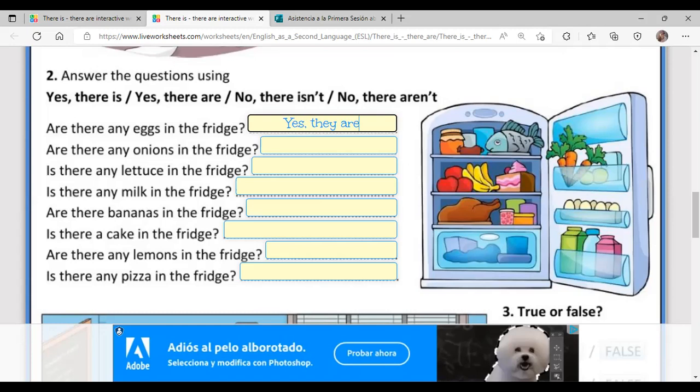Anybody wants to answer the question? ¿Quién quiere contestar? Yes or no? Are there any onions in the fridge? Yes, they are. Are you sure? Bueno, vamos a poner que sí. Yes, they are.